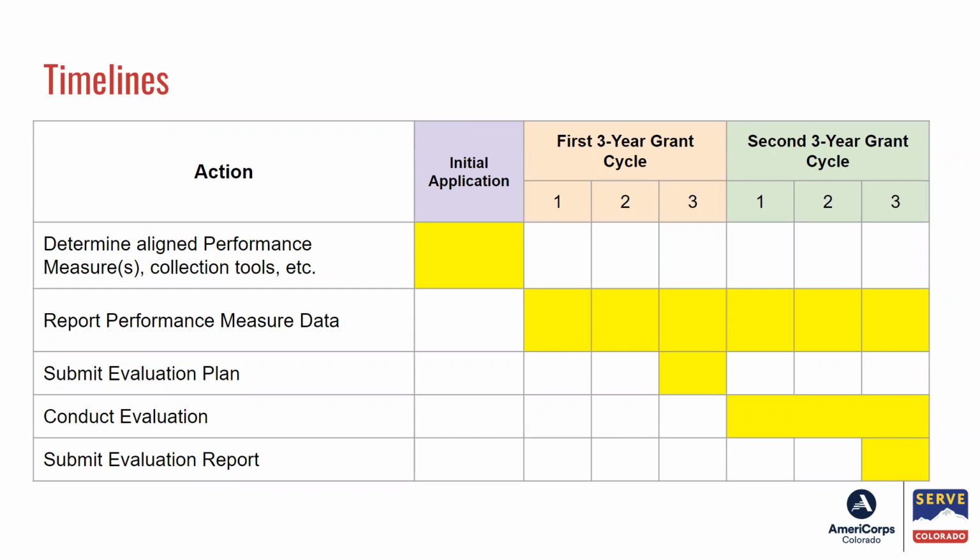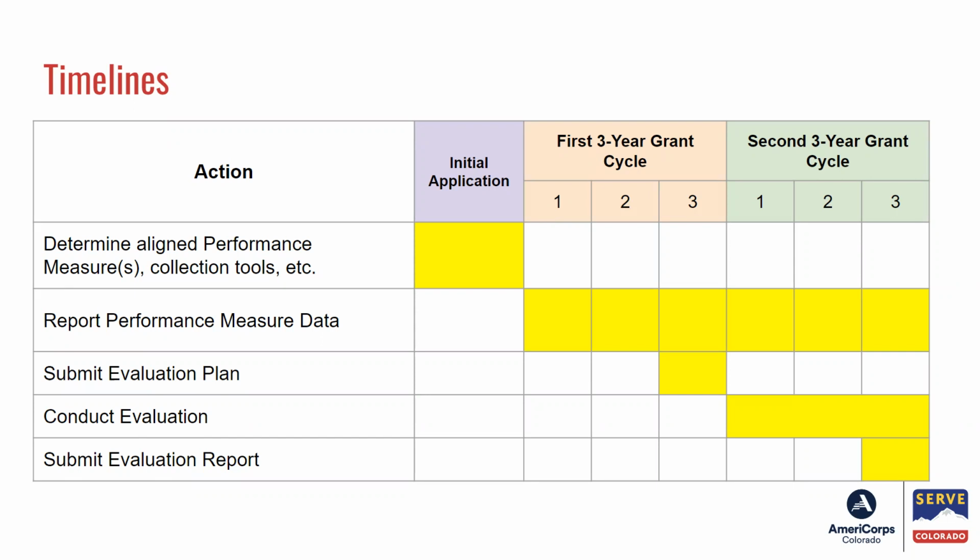Now, evaluation is a little bit different in that it is not an annual iterative process, but there are some benchmarks that happen throughout the performance cycle of your program that you need to be aware of. So you'll see in the third row here, evaluation plan. That is submitted at the end of your first 3-year grant cycle. So when you're in year 3 of your first grant cycle, you are preparing to submit a recompete application for a second 3-year grant cycle, to move from year 3 to an overall year 4 of your program.